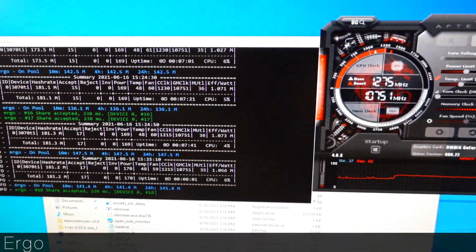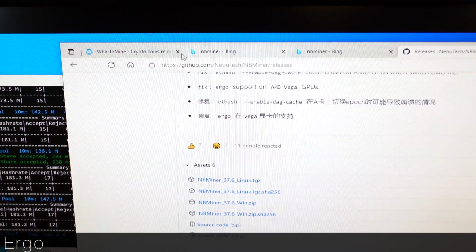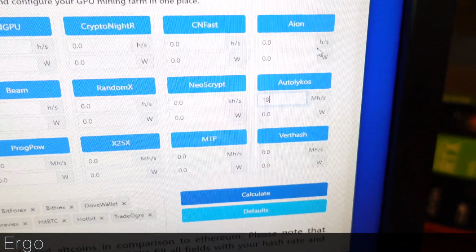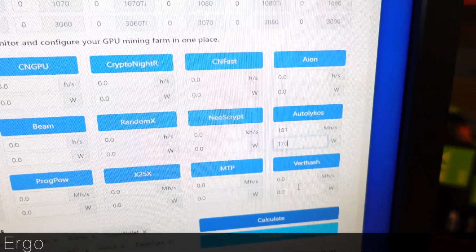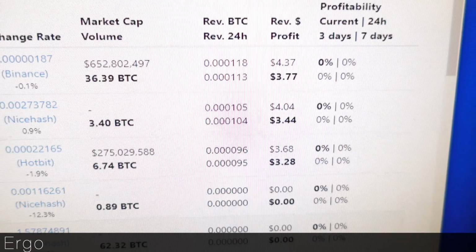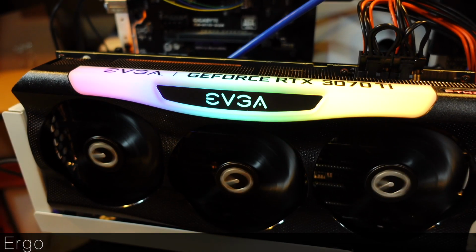So let's head over to What to Mine again and enter in 181 mega hash at 171 watts for the Ergo algorithm. So let's do it, 181, for 170 watts, and let's see how this GPU does in profitability on that algorithm. So Ravencoin still has a beat, but looking pretty good, taking in over $3 a day on the 3070 Ti. All right, on to the next one.